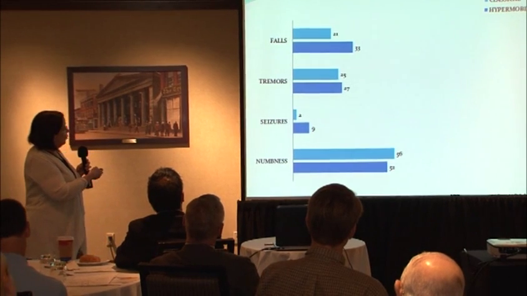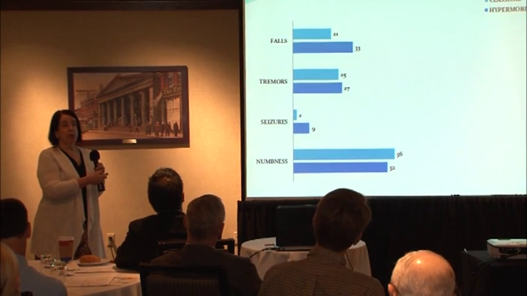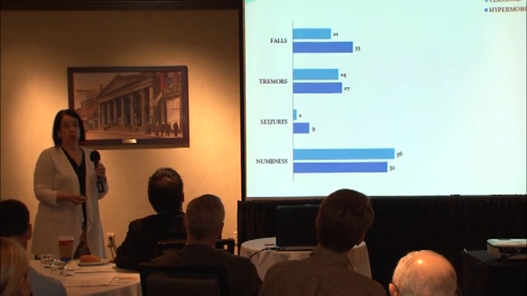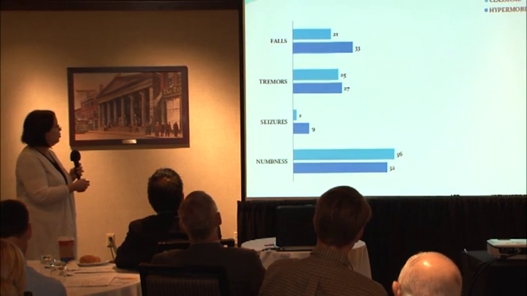21 to 33% are falling, and again, this comes back to the issue of proprioception. Falls are related both to joint instability and proprioception issues. There are many reasons why our patients fall.